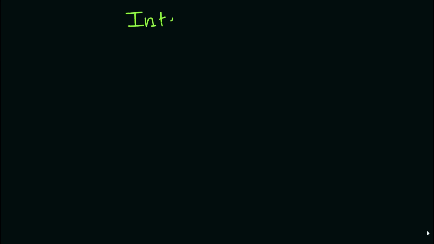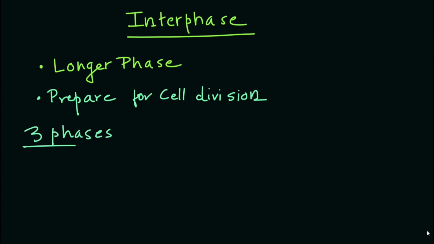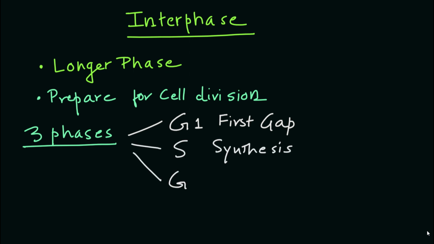Interphase is a much longer phase of mitosis in which the cell prepares for cell division. Interphase is divided into three different phases. Interphase is further divided into G1, which is also known as first gap, S, which is known as synthesis, and G2, which is known as second gap.